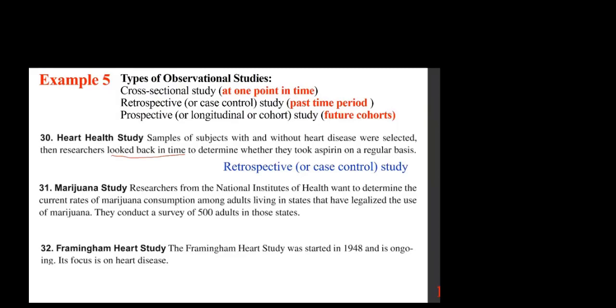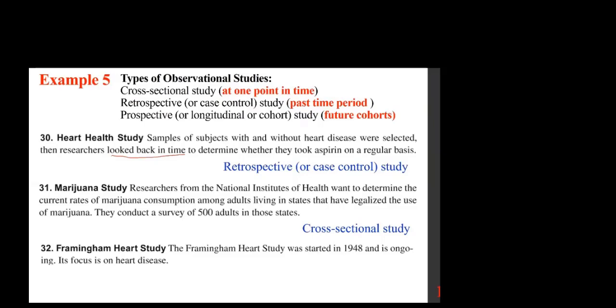Marijuana study. Researchers from the National Institutes of Health want to determine the current rates of marijuana consumption among adults living in states that have legalized the use of marijuana. They conduct a survey of 500 adults in those states. Cross-sectional, again, based on the definition.